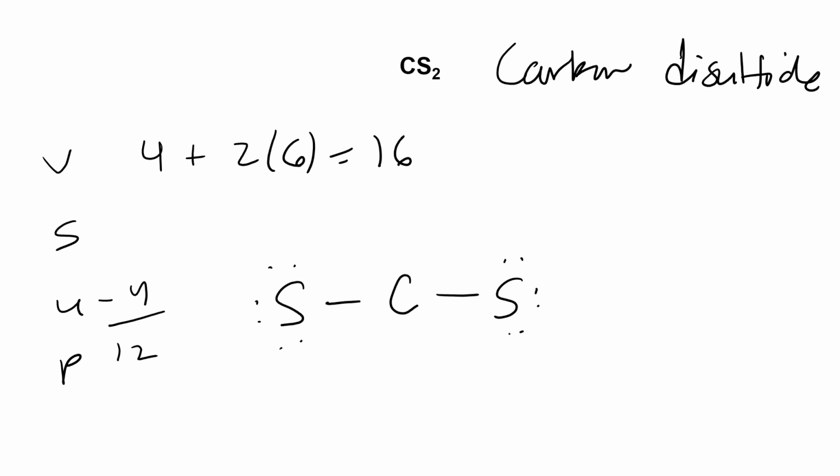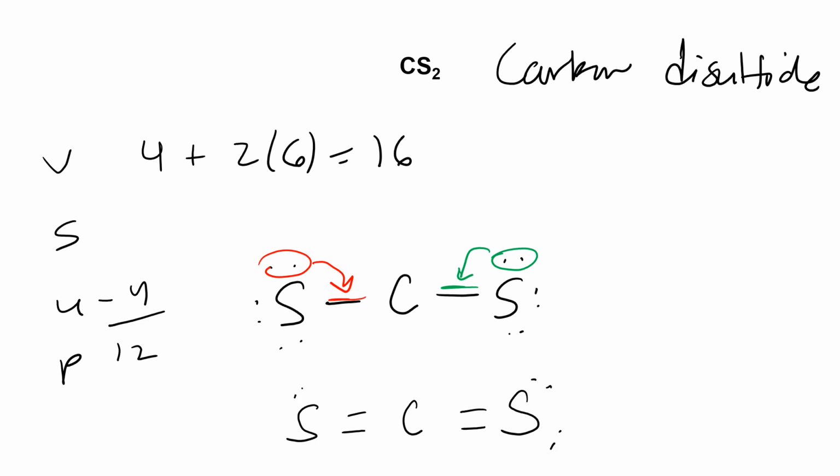So I'm going to take this lone pair and put it here because my carbon only had 4 electrons that it had. So now let's look at this. So you have carbon double bonded with an S on either side, and you have your 2 lone pairs on either side. So that's it.